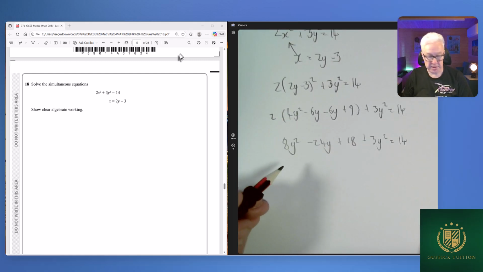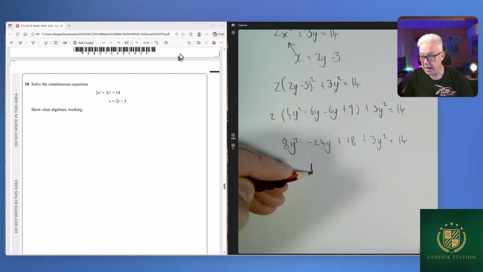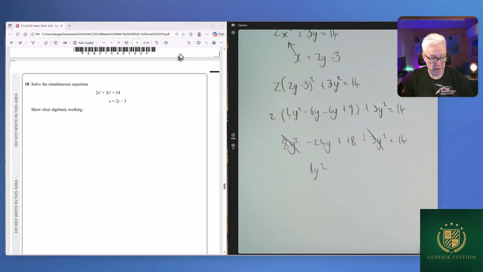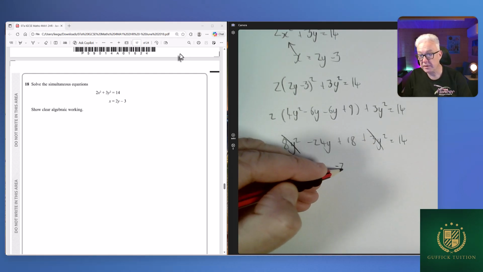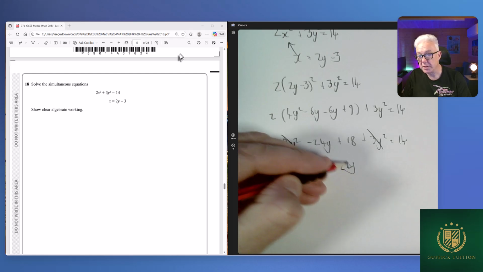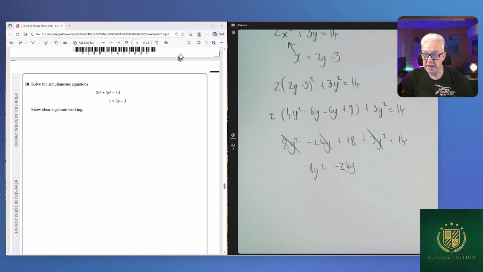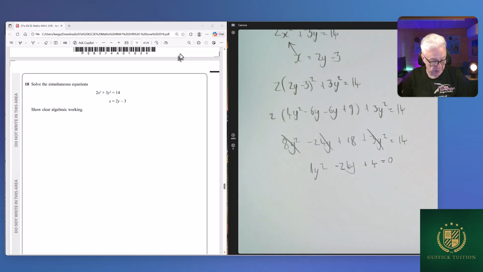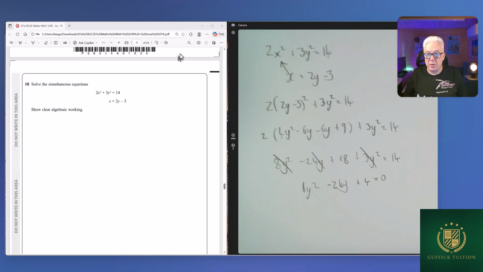Then we're going to collect like terms, and that gives us 11y squared. So 8 add 3 is 11. And then we've got minus 24y, and then 18 take away 14 is going to be plus 4 equals 0. Okay, that's fine. Now, it's important to notice in this question.